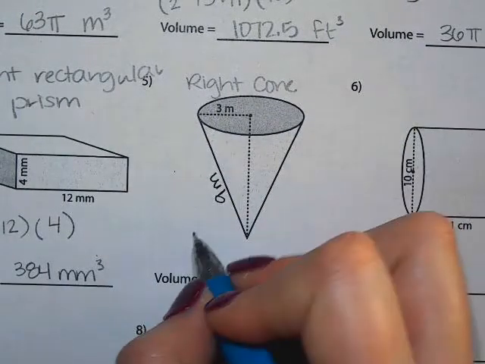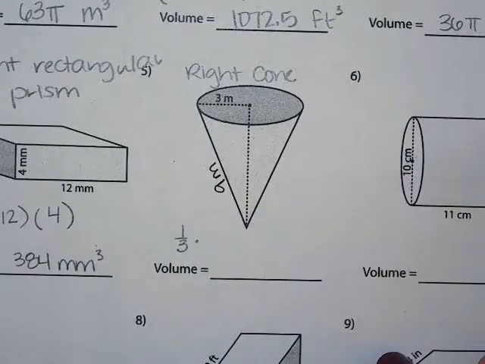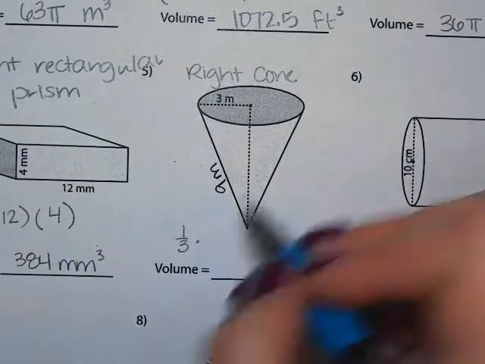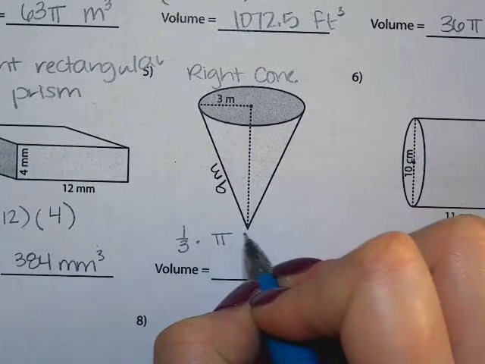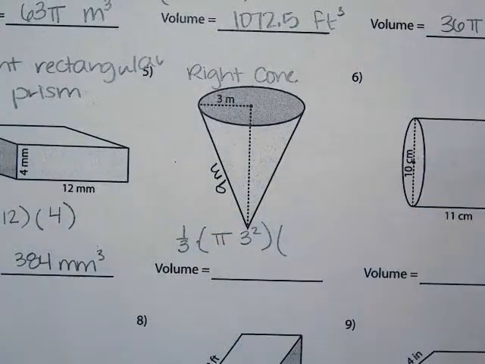1/3 times the area of the base times the height. So we're going to have 1/3. How do we find the area of the base? Pi radius squared. So pi times 3 squared, 1/3 area of the base times the height. What's the height? It is not 9. Wait, how is the height not 9? That's slanty. That's not straight up and down.